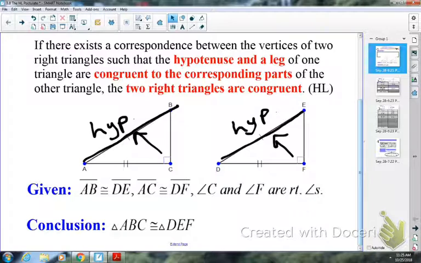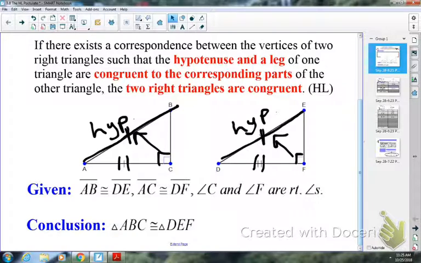So again, what you're going to have throughout the proof, if you're proving triangles are congruent, or maybe you're proving a CPCTC step, we're not adding an extra step. We're just giving you a different option for proving triangles congruent. So notice in this situation, we're given that segment AB is congruent to segment DE. That's the hypotenuse of each one. You're given segment AC is congruent to segment DF. That's your leg. And you have angle C and angle F are right angles.